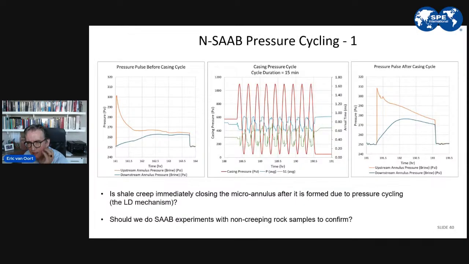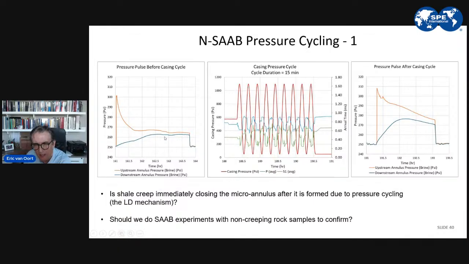And here you can see this result. Here is the barrier that we have before testing. So we have a good annular barrier, good cement barrier, with the typical permeability that we expect for a cement barrier, which is typically in the range of 1 to 10 microdarcy. And then we go through these pressure cycles and we measure it again.